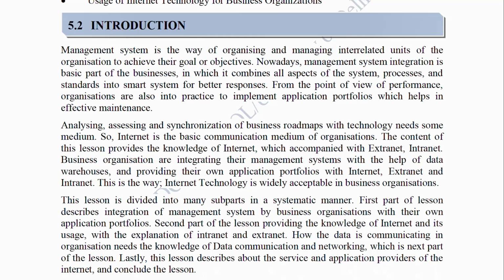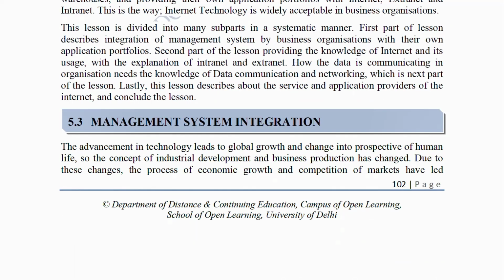Business organizations integrate their management systems with the help of data warehouses, providing their own application portfolios with Internet, Extranet and Intranet. This is the way Internet technology is widely acceptable in business organizations. This lesson is divided into many subparts in a systematic manner. The first part of the lesson describes integration of management systems by business organizations with their own application portfolios.